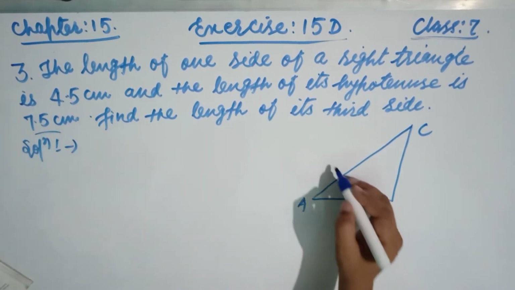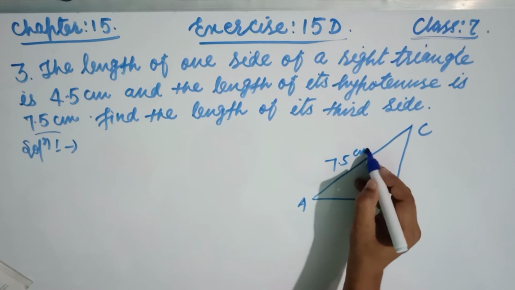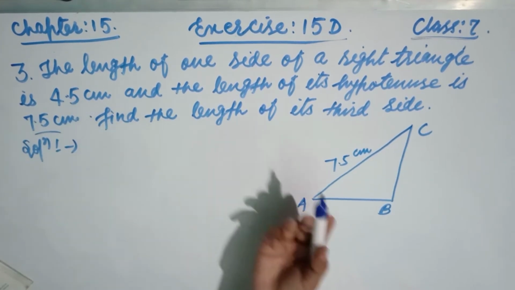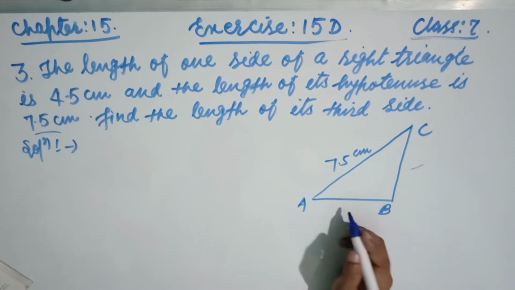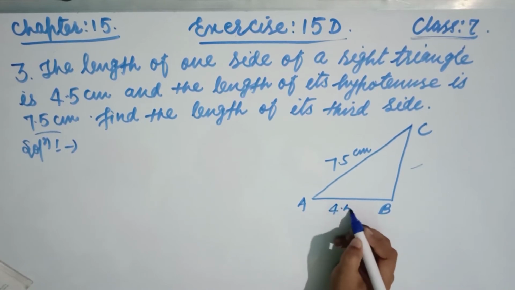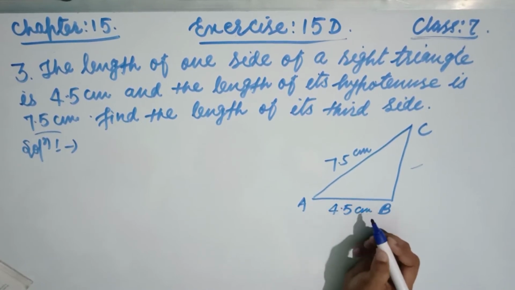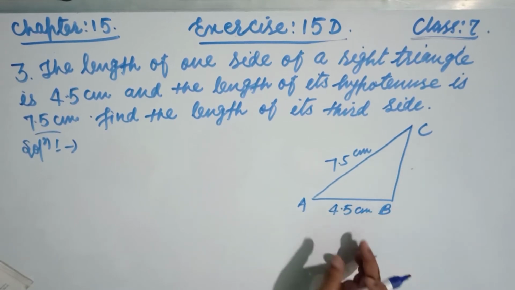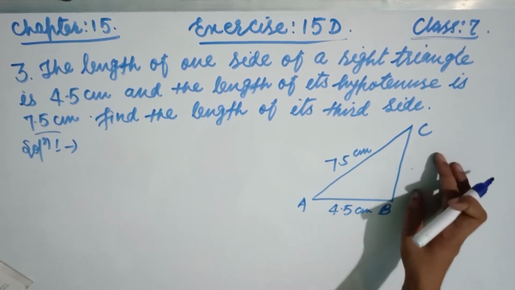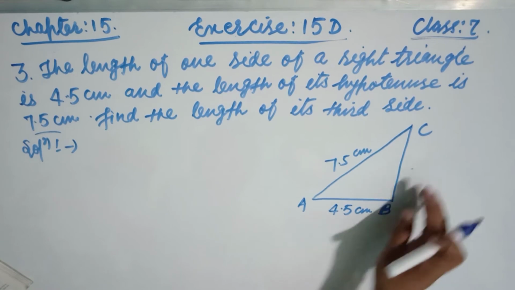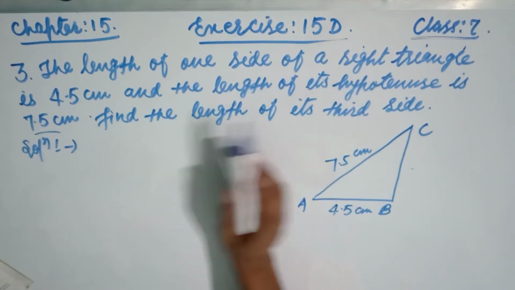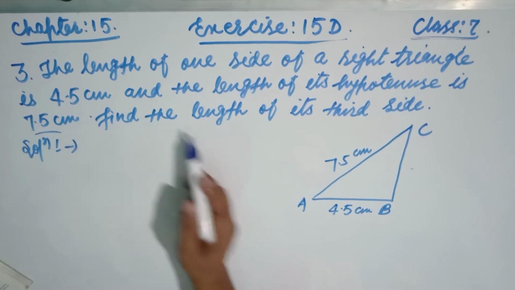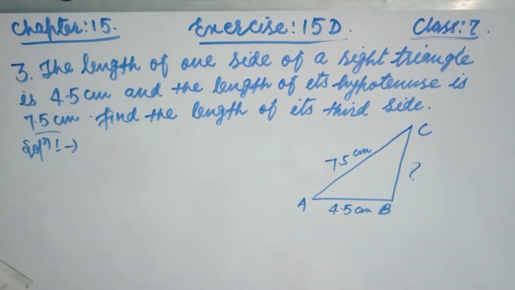This is 7.5 centimeter, the hypotenuse, and 4.5 is any one side. You can take this BC or AB, it is up to you. Now we take 4.5 centimeter. There is no need to take the fixed side like AB or BC; either we can take AB or BC. Because the question says one side of a right triangle is given along with the hypotenuse, find the other side. That BC is what we have to find.